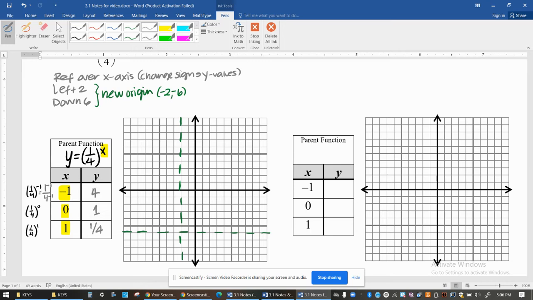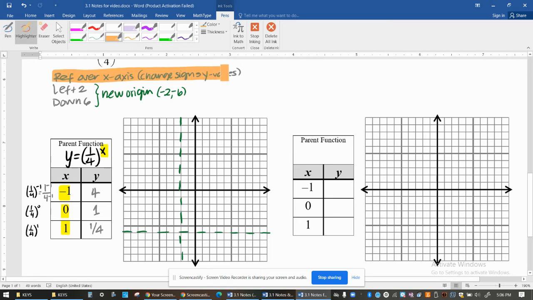Now, before you graph these, and this is really important, there was a reflection, okay? So you need to make sure that the reflections are taken care of in your table. So if something is reflected over the x-axis, the y values change. So I'm going to go ahead and change the values to their opposites, change the signs, okay? And now I can plot those ordered pairs. So it's from the new origin, left 1, down 4, 0, -1, and 1, -1/4.